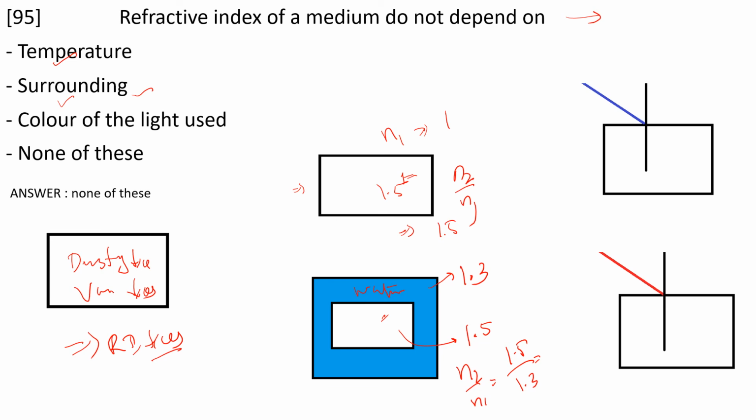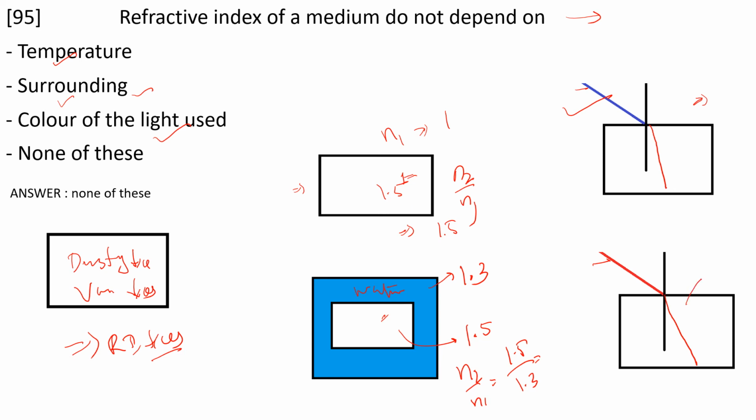Now coming to the color of the light used. Now you have two different colors, blue and red. The more the bending, the higher the refractive index. Which one bends more? The blue light bends more than the red light. So when you use blue light to find the refractive index, you will get a higher value of refractive index than when we use red light.